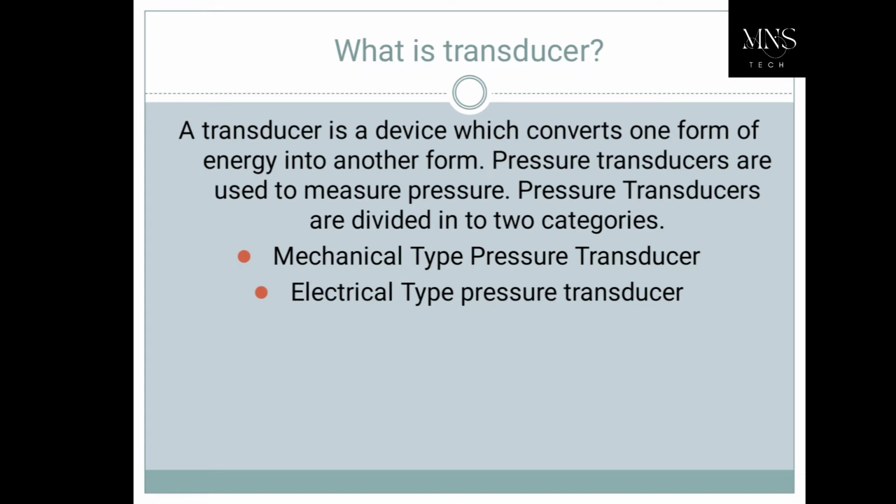Now we discuss what a transducer is. A transducer is a device which converts one form of energy into another form. Pressure transducers are used to measure pressure. Pressure transducers are divided into two categories: mechanical type pressure transducer and electrical type pressure transducer. Now we discuss electrical type pressure transducer, because in another video before we have discussed mechanical type pressure transducer.